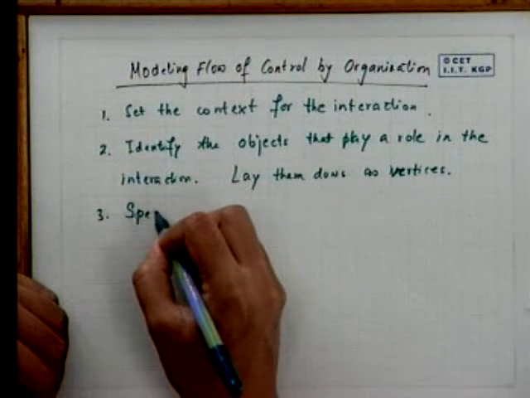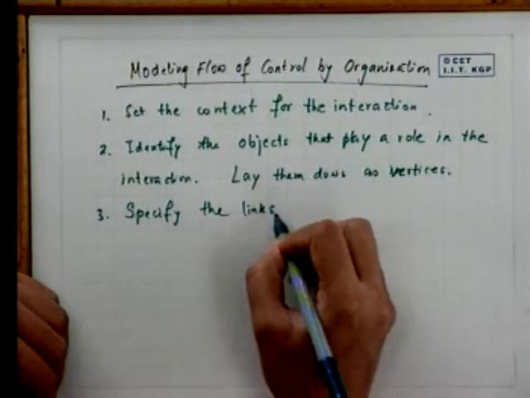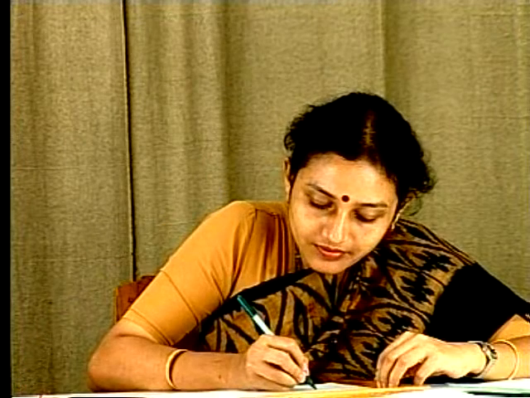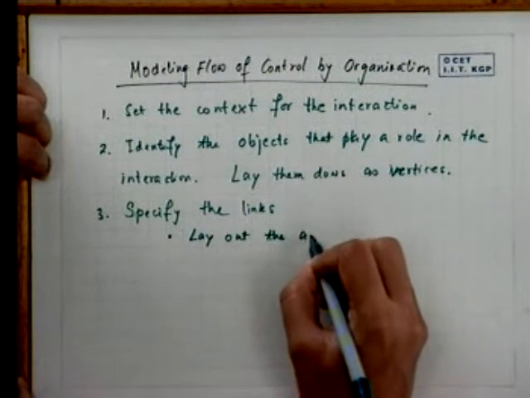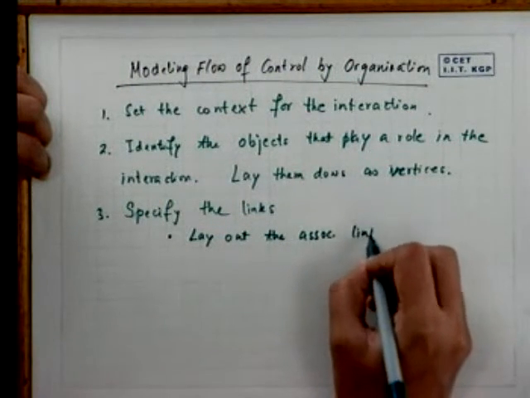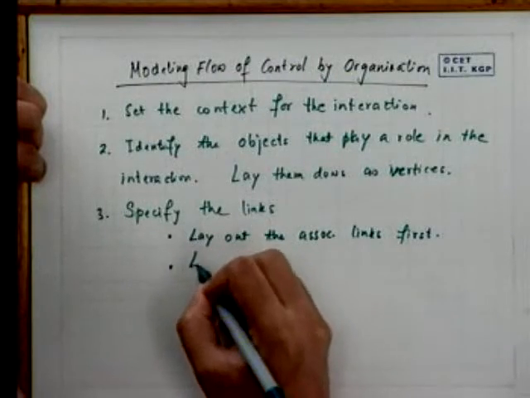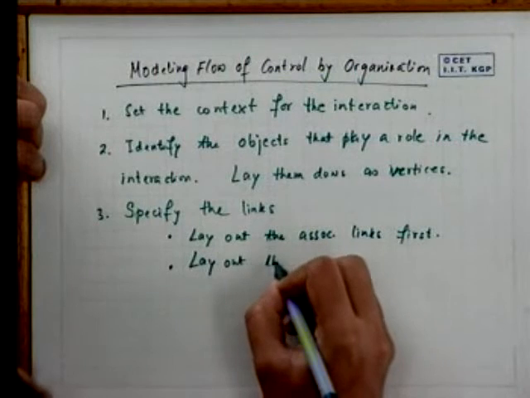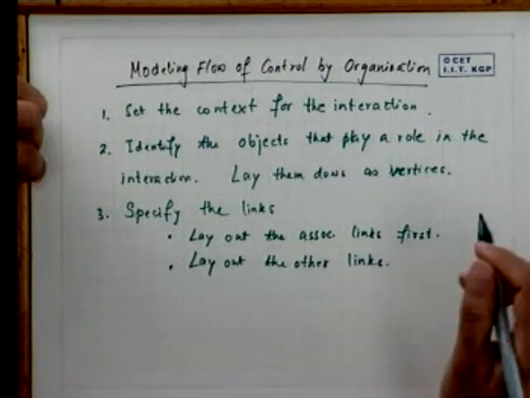Thirdly, you specify the links among these objects, such that messages may pass along these links. And so this involves laying out the association link first. The association links represent structural connections, and secondly, then you lay out the other links. And maybe you adorn them with suitable path stereotypes.